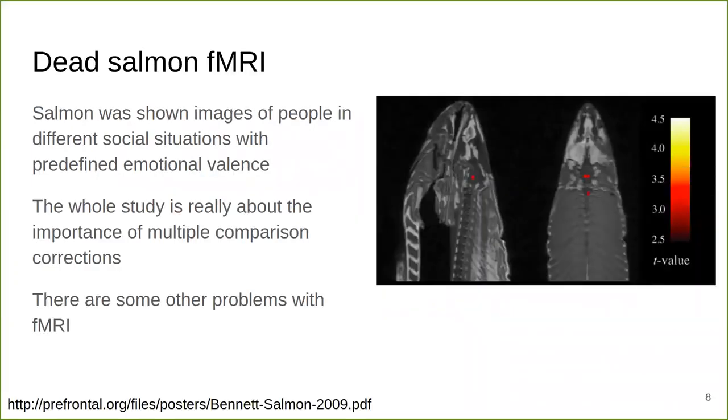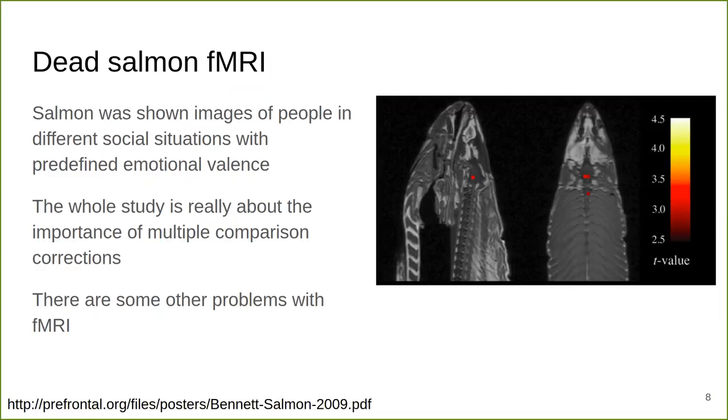And while we're talking about fMRI, it is worth mentioning that this technique was misinterpreted a lot. So there are some problems with fMRI, and one very famous example of this problem was the study on a dead salmon. In this case, the dead salmon was shown images of people in different social situations with a predefined emotional valence. And it turned out that if you did the study just right, you could find some neural correlates of different emotions within the brain of the dead salmon.